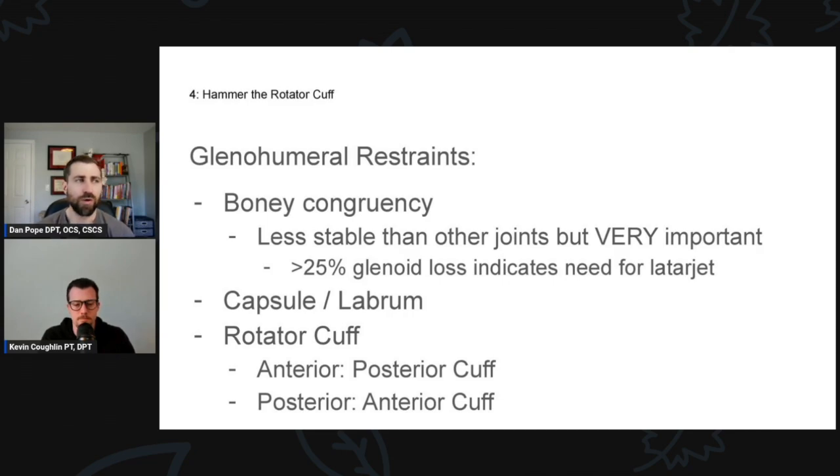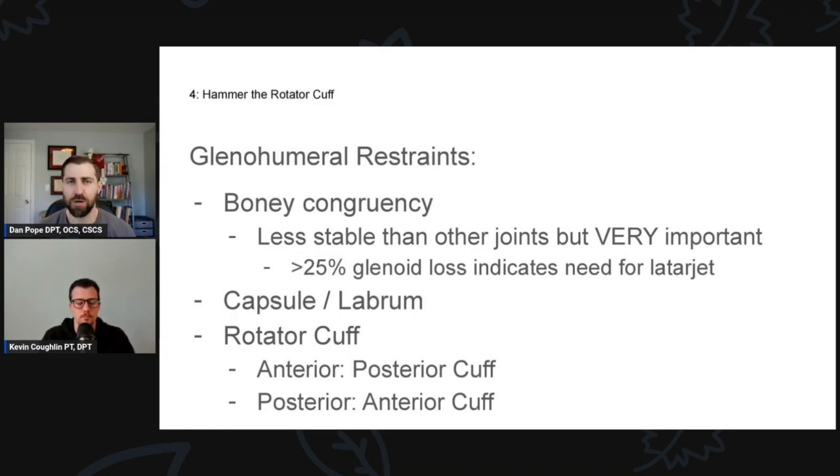Totally, totally. Another thing to think about with instability, and this becomes really important when you're talking about return to sport and keeping people safe long term, is that if you have anterior instability, the primary restraint to the ball moving forward in the socket is going to be the posterior cuff. So we work with a lot of baseball players and they acquire anterior instability. So we go bananas on the posterior cuff. The posterior cuff is so important.